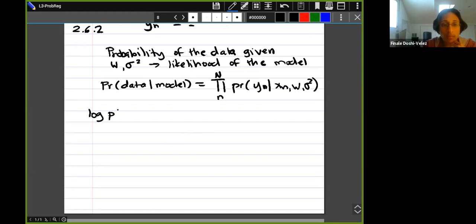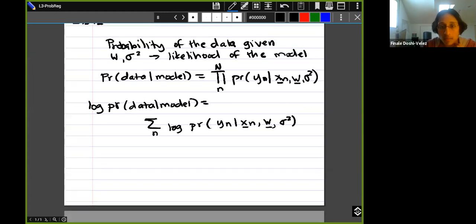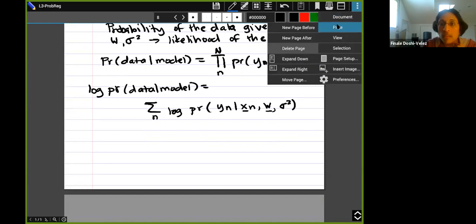Now we have the log probability of data given model, and that's equal to the sum over the data points n of log probability of y_n given x_n, w, sigma squared. Oh, by the way, I'm going to try to remember to do all my underlines, but I may not always remember.